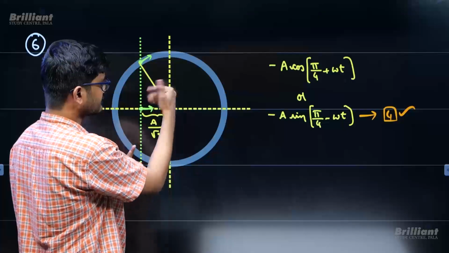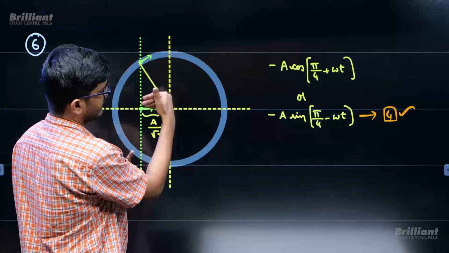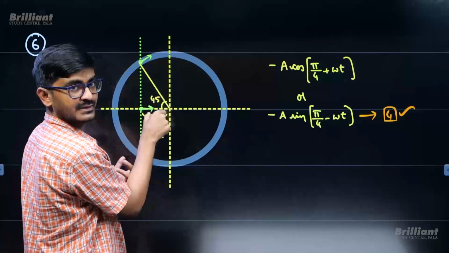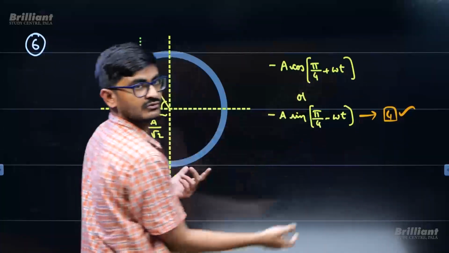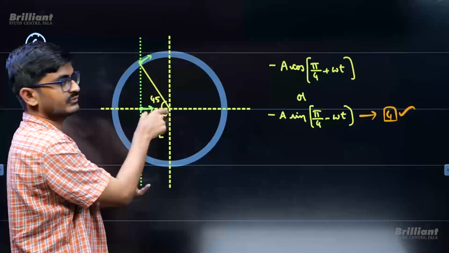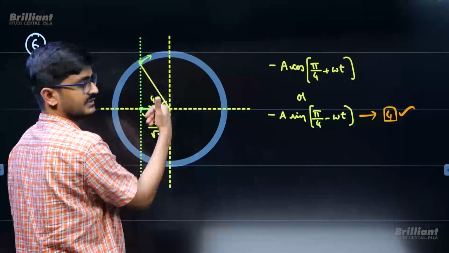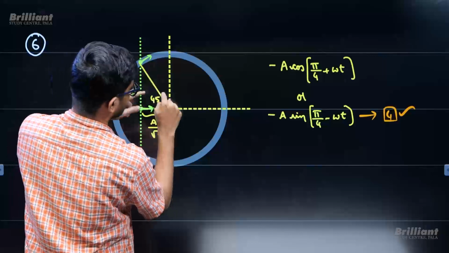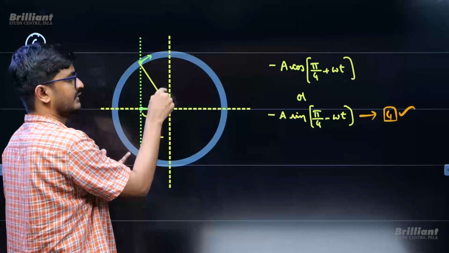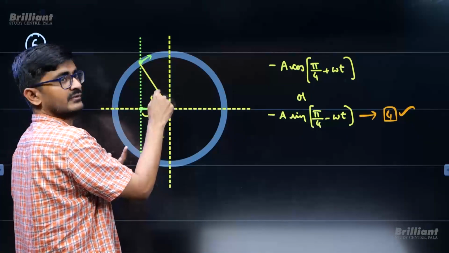It will be A cos(45 plus omega t), but its coordinate is negative, so minus A cos(pi by 4 plus omega t). Or I can say this angle is going to become 45 now, and at a later moment it will become 45 minus omega t.